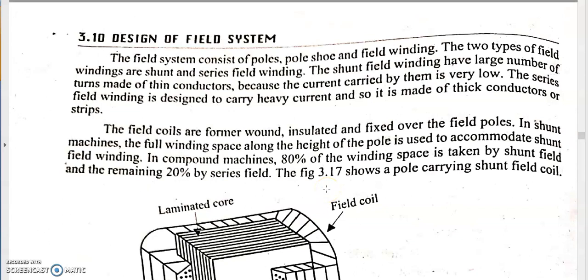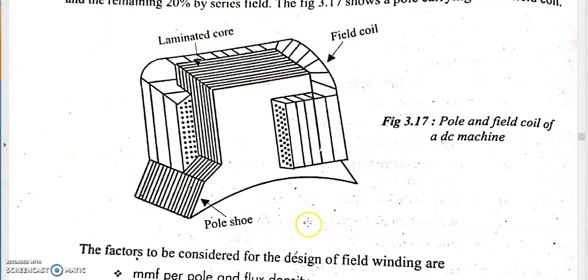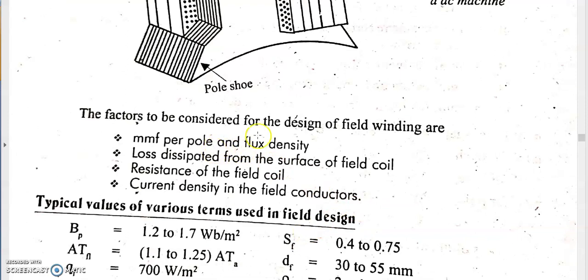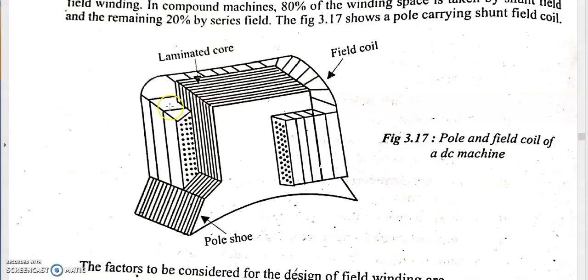So in the field system design, we have to design the dimensions of the pole and dimensions of the field winding. So the factors to be considered for the design of field winding include mmf per pole and flux density of the pole. Loss dissipated from the surface of the field coil. So actually this section is the surface of the field coil.